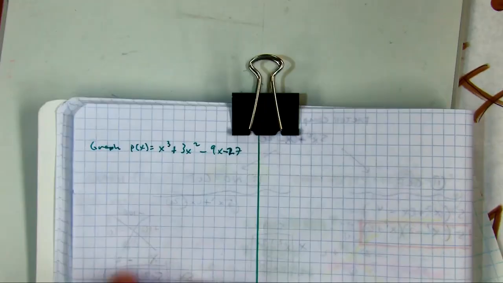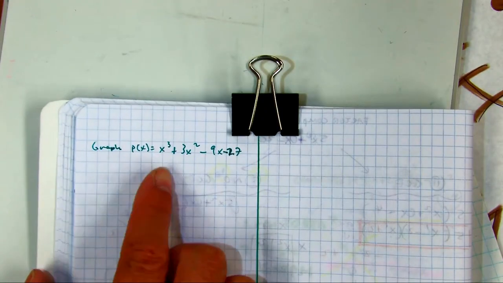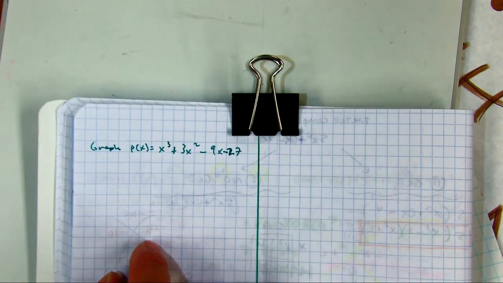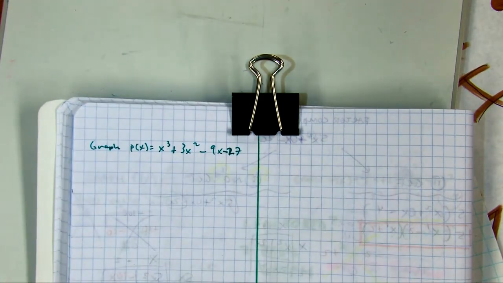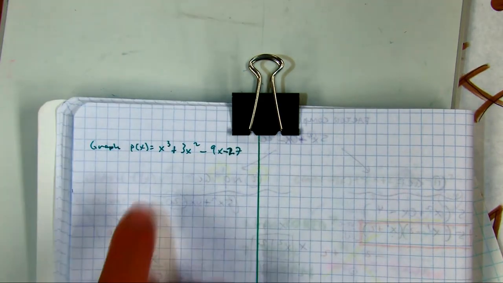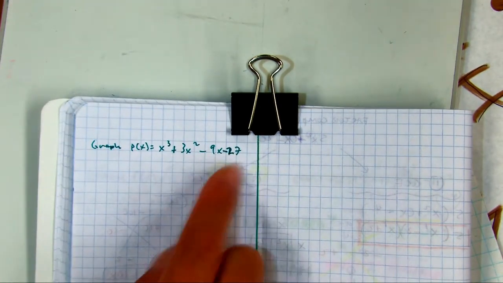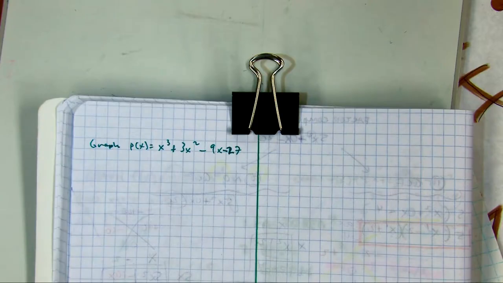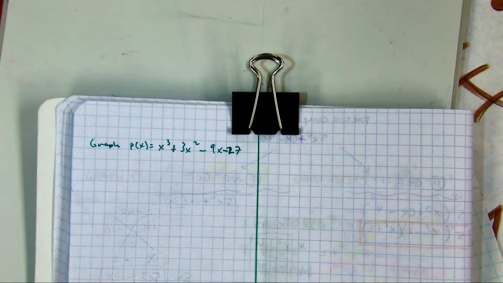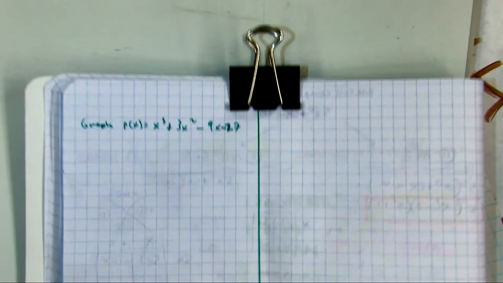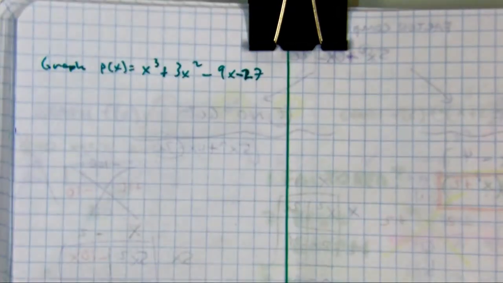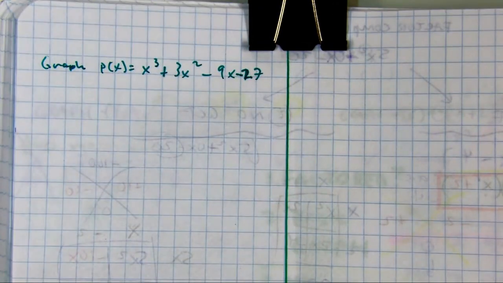Good morning, class. This problem tells us to graph p of x equals x cubed plus 3x squared minus 9x minus 27. If you notice, they have four terms here. 1, 2, 3, 4 terms, so you're not going to use the X method. I'm going to show you how to do this problem using two GCFs. Remember, you can use your chart to recognize how many terms and what you do with it. Don't be intimidated by the p of x.